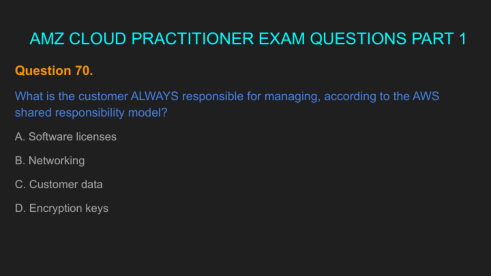Question 70. What is the customer always responsible for managing, according to the AWS Shared Responsibility Model? A. Software licenses. B. Networking. C. Customer data. D. Encryption keys. The answer is C. Customer data.